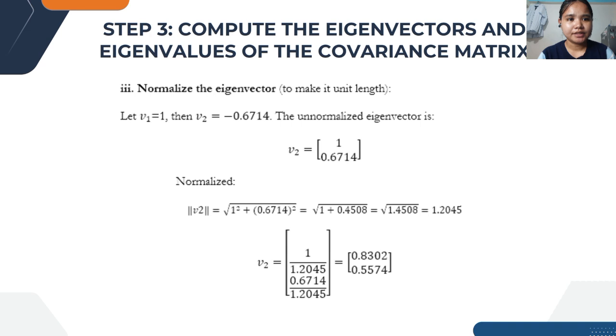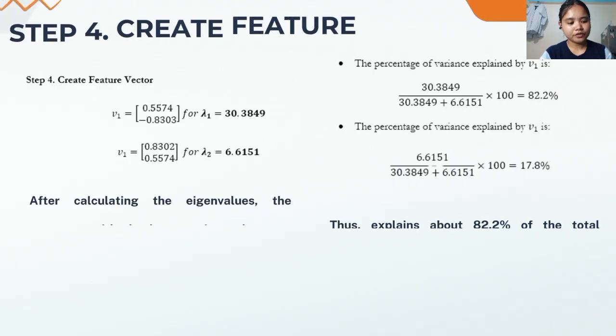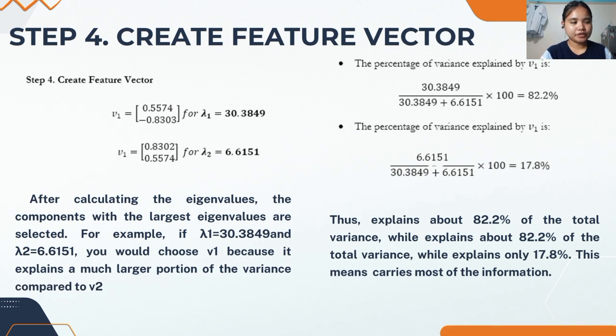Next, step 4: since we already have the eigenvalues, we also have the eigenvectors. So next, we create a feature vector. Remember, I said earlier that the one with the largest eigenvalue holds the most significant information. In here, the largest is lambda 1, which is 30.3849, unlike lambda 2, which is only 6.6151. So the percentage of variance explained by vector 1 is 82.2%, while the percentage of variance explained by v sub 2 is only 17.8%.